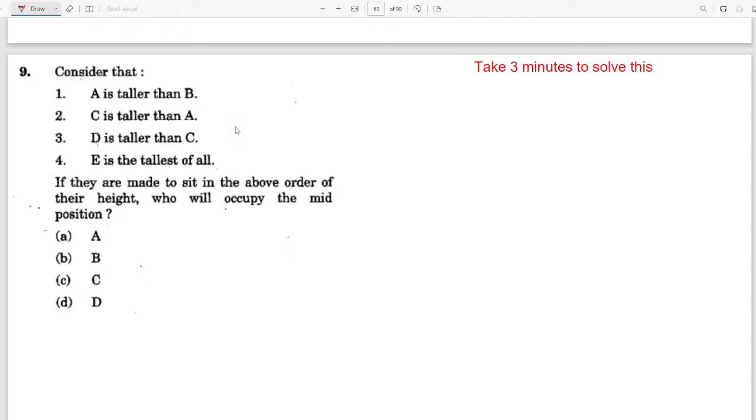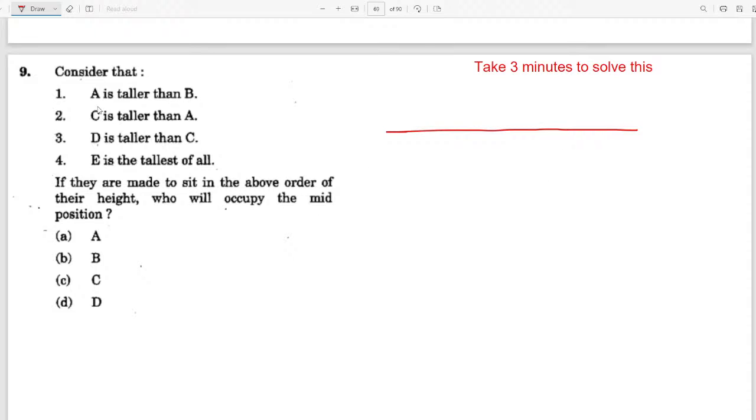What they're asking is, they're giving you 4 statements and then they are asking a question. Consider that A is taller than B, C is taller than A, D is taller than C, E is the tallest of all. If they are made to sit in the above order of their height, who will occupy the mid position? We'll just draw a number line here.